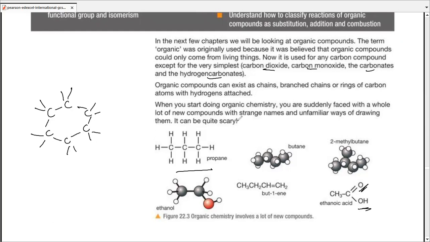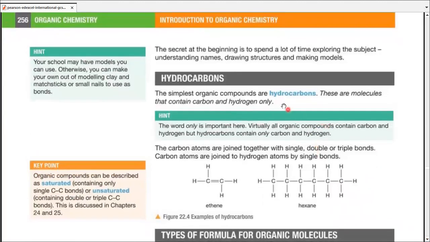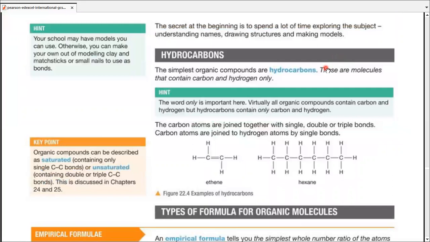So I was saying, as soon as you start doing organic chemistry, you're suddenly faced with a whole lot of new compounds with strange names and unfamiliar ways of drawing, and it can be a little bit scary, but don't worry. Slowly, you'll get everything falling into place, all right? So the secret at the beginning is to spend a lot of time exploring the subject, understanding names, understanding structures, how to draw them, making models, and some basic definitions. So we are going to start with the basic definitions first.